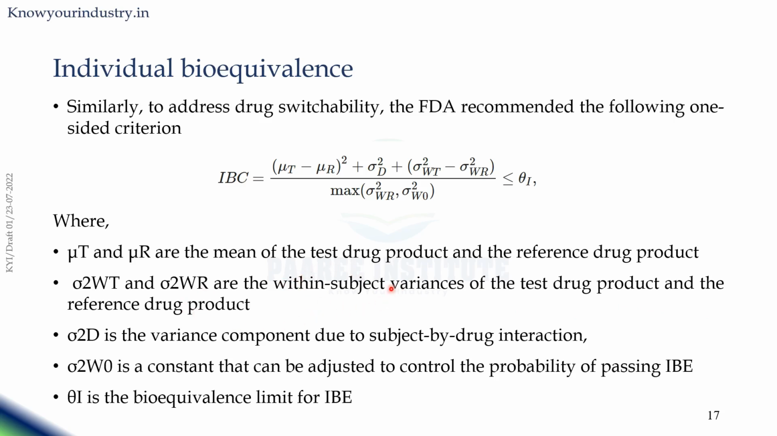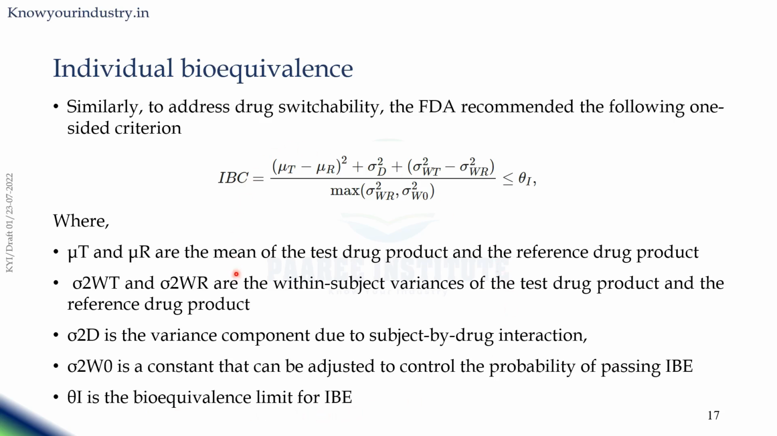So to understand the within-subject variance of the test drug product and the reference drug product, they will be administered multiple times in the same subjects. And sigma squared D is the variance component due to subject-by-drug interaction. Sigma squared W0 is a constant that can be adjusted to control the probability of passing individual bioequivalence. Then finally, theta I is the bioequivalence limit for the individual bioequivalence.